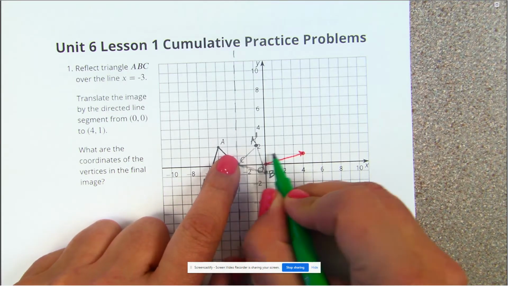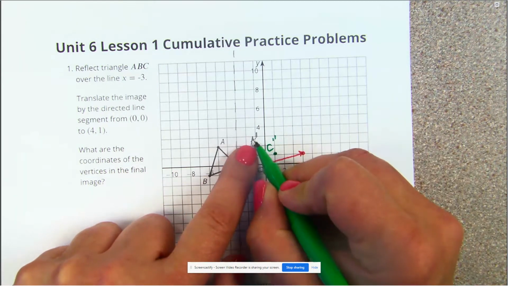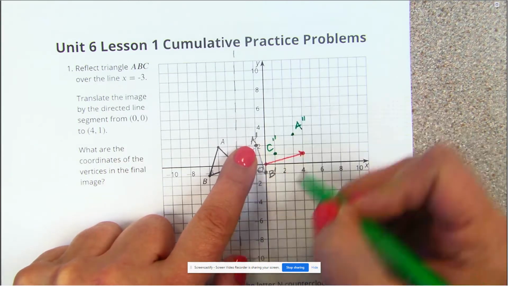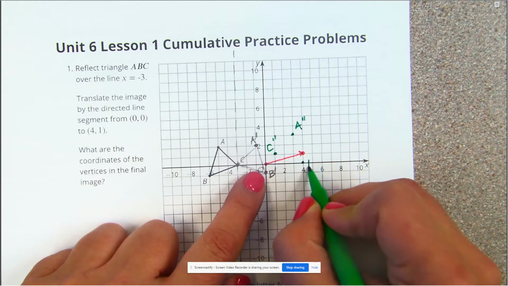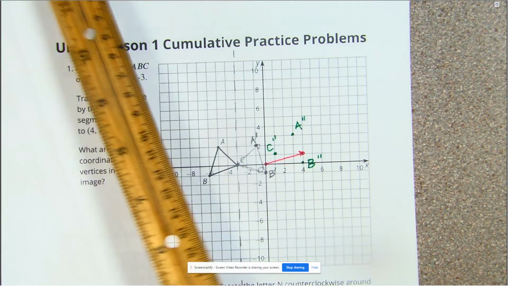1, 2, 3, 4. That's my C double prime. A prime, I'm going to go up 1, 1, 2, 3, 4. And then B, I'm going to go up 1, 1, 2, 3, 4. And I might try to be a little bit more precise now. Use a ruler.